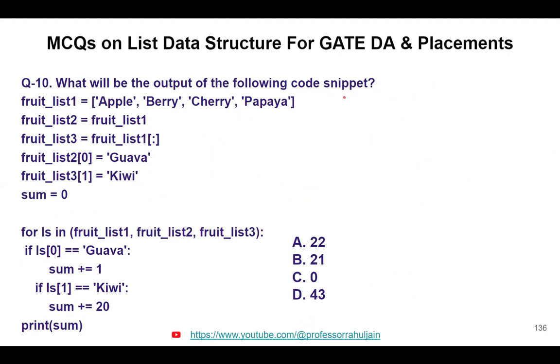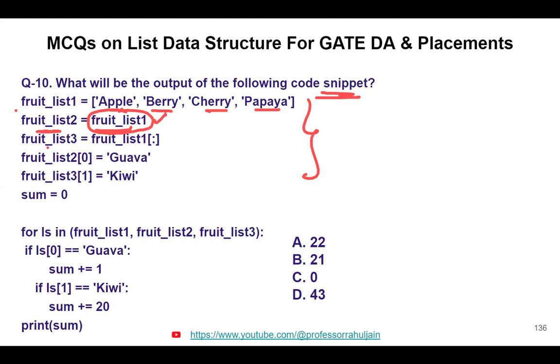What will be the output of the following code snippet? Here is a Python code. You can see fruit list 1: apple, berry, cherry, papaya. Fruit list 2 equal to fruit list 1. So basically, we are assigning list 1 to list 2 as a reference, which means if I modify anything in list 2, it will modify list 1 also.